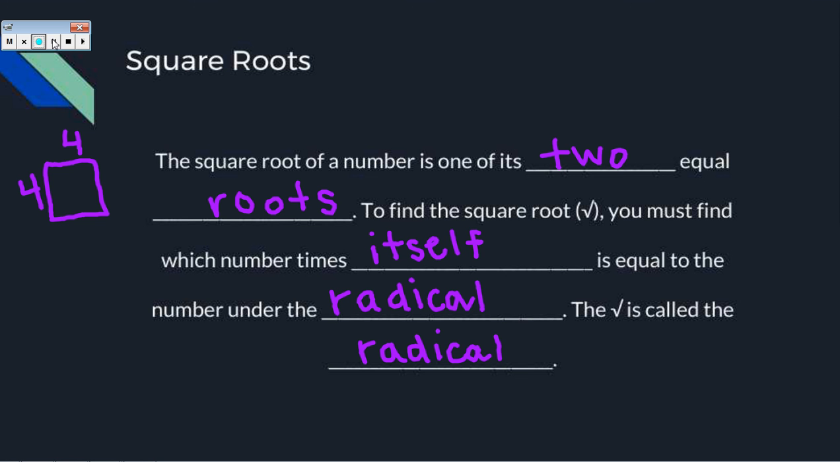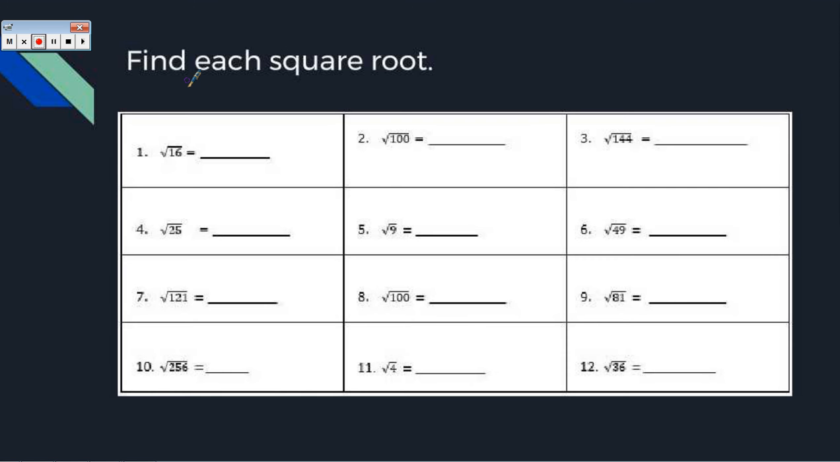The radical is used to denote that you need to find the square root of a number. The directions of this section tell us to find each square root. Looking at example 1 together, it says that we need to find the square root of 16.